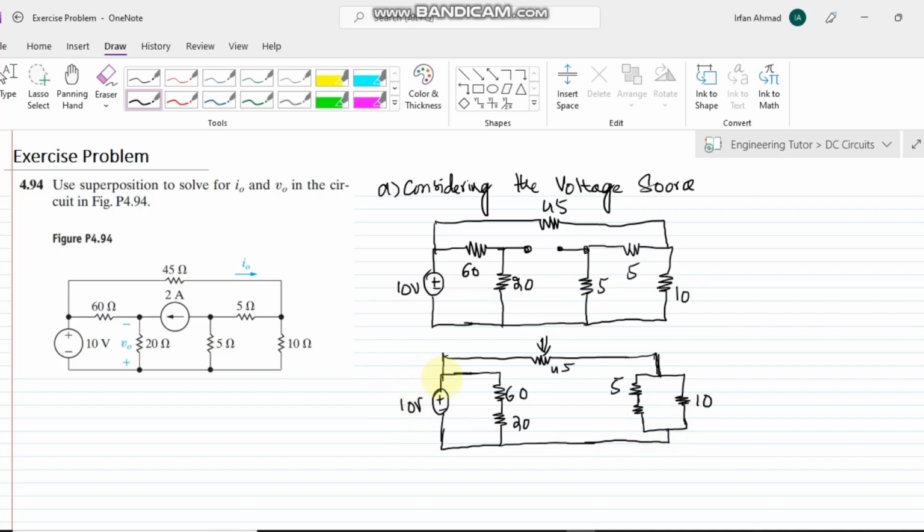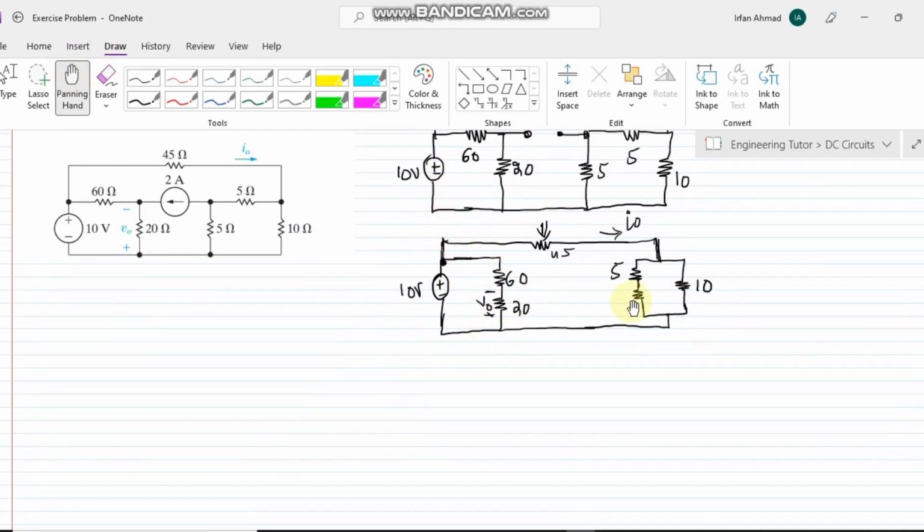Okay, we can very easily see that this is the scenario, and we have to find the value of I naught here and the value of V naught here. So that is the scenario. Let me simplify it by using the same steps here. So this voltage source can now be seen to be in parallel with these two branches.